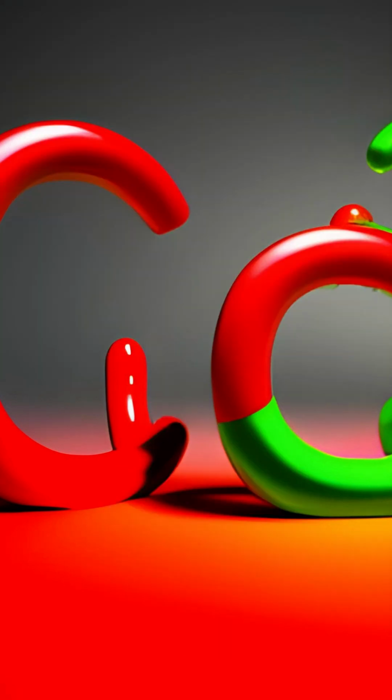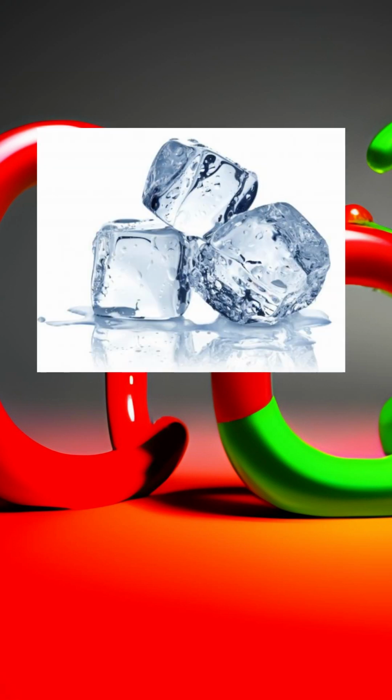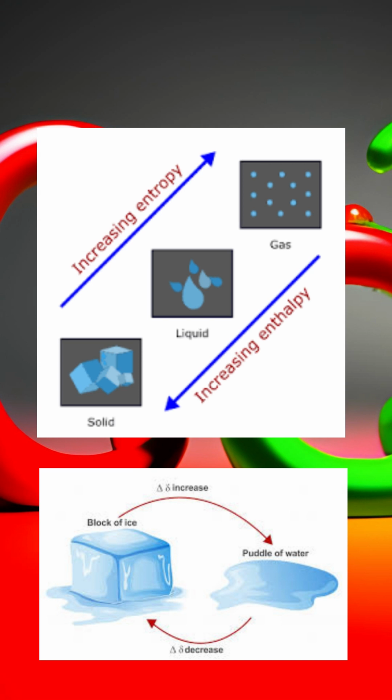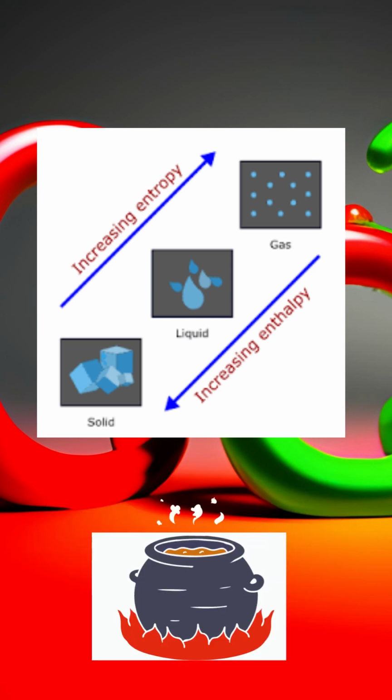Here are a few simple examples that illustrate the concept of enthalpy. Melting ice. When you heat a block of ice, it absorbs heat energy. This increase in heat causes the ice to melt and form liquid water. The enthalpy of the system increases as the ice absorbs the heat, resulting in a change in state from solid to liquid.